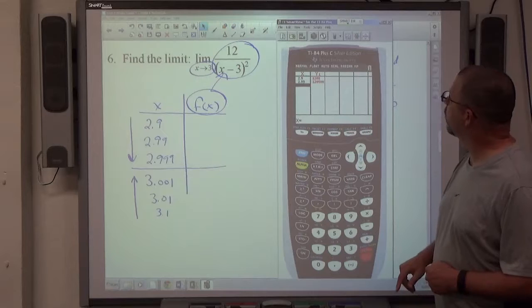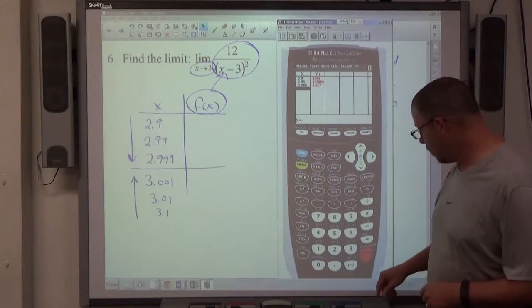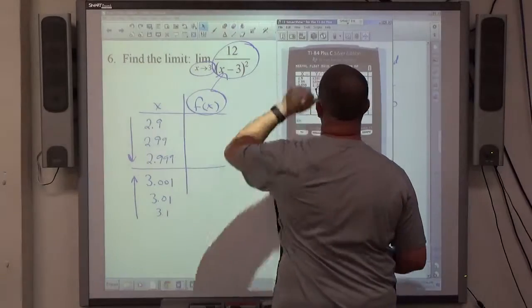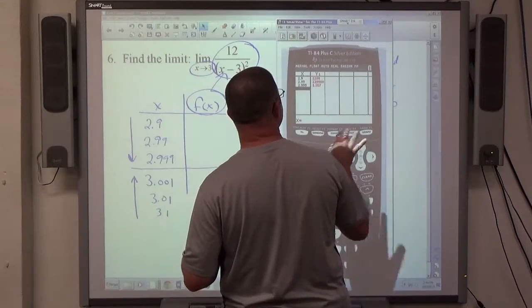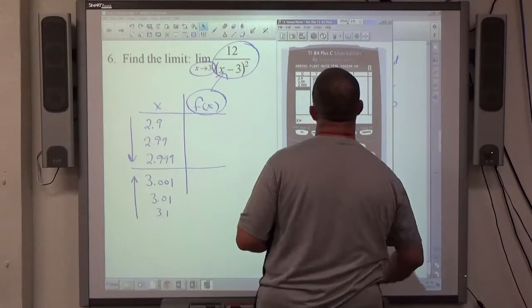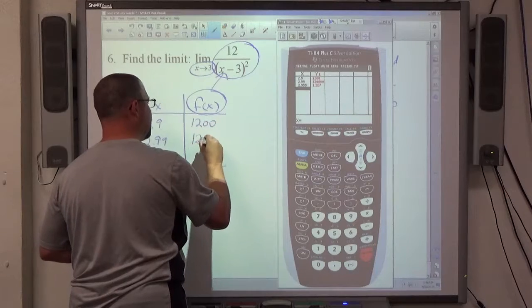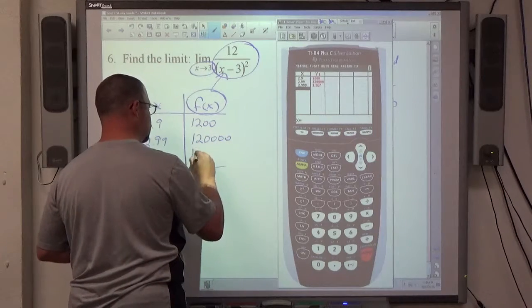2.99 comes out to 120,000. 2.999 comes out to 1.2 E7, also known as 12 million. Alright, so I've got 1,200, 120,000, and 12 million.